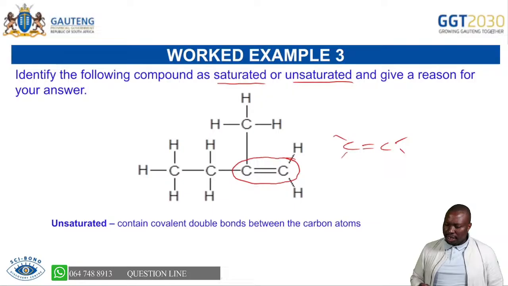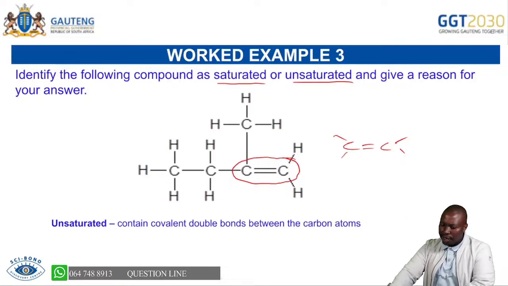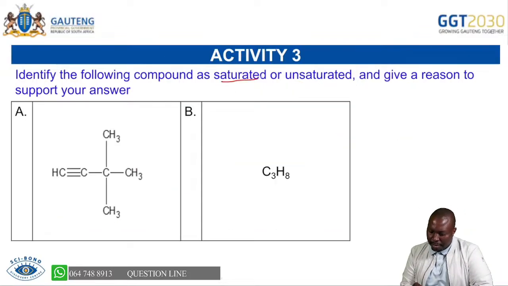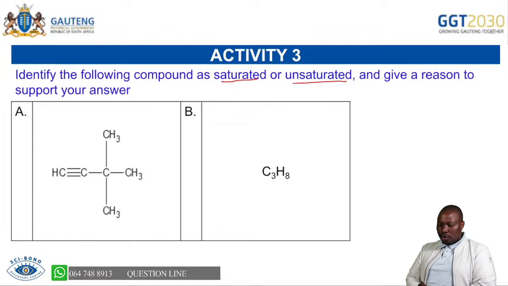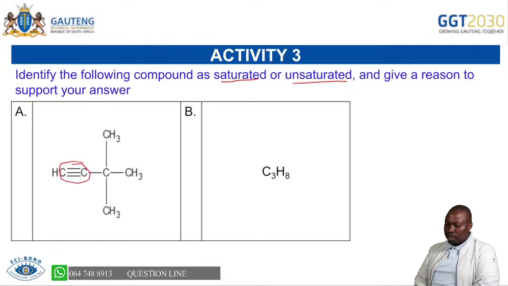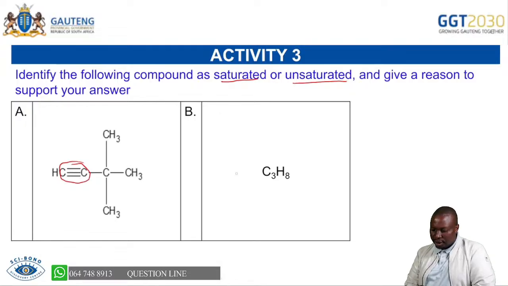As we move forward, activity: identify the following compound as saturated or unsaturated, and give a reason to support your answer. Is this saturated or unsaturated? So what you are doing now is looking at that to say, okay, unsaturated, we said, must have multiple bonds between carbon atoms. So you can see these have multiple bonds between carbon atoms. So this is unsaturated. C3H8: you see now, when I give the structure like that, you won't be sure.